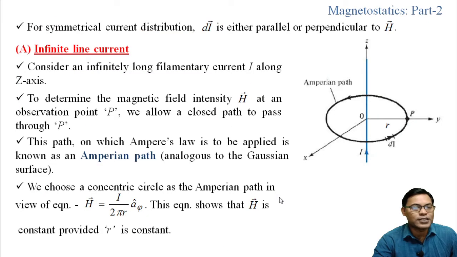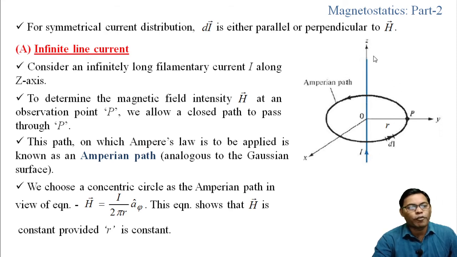The first case we are going to consider is the infinite line current. Before that, note that for a symmetrical current distribution, dl is either parallel or perpendicular to H. Now, for the infinite line current, what will be the magnetic field intensity? For that you can see the diagram here.